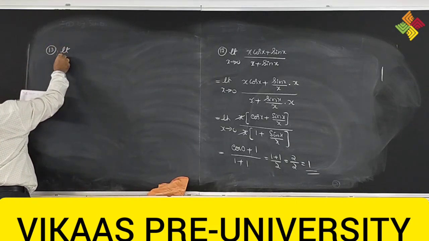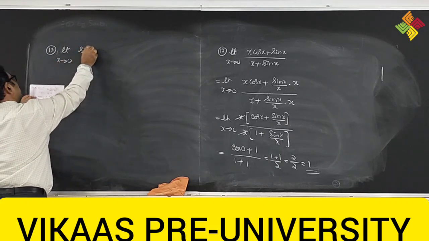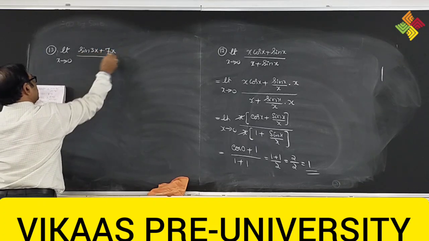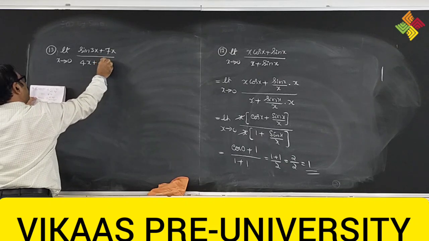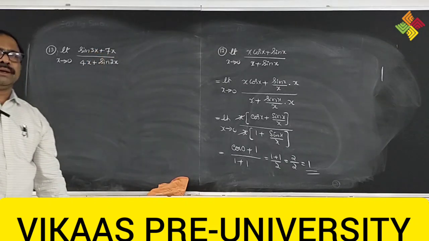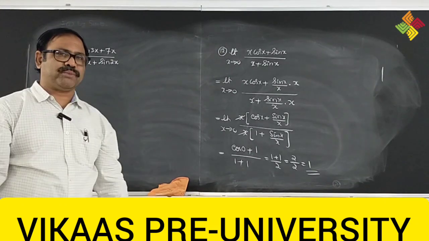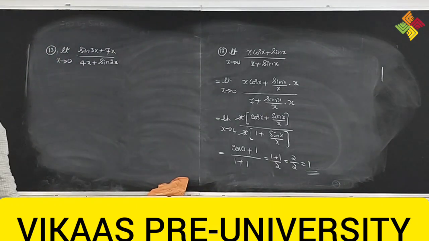We can work out one more thing. X tending to 0 sin 3x plus 7x divided by 4x plus sin 2x. The same idea we used in the previous problem must be applied to this problem also.